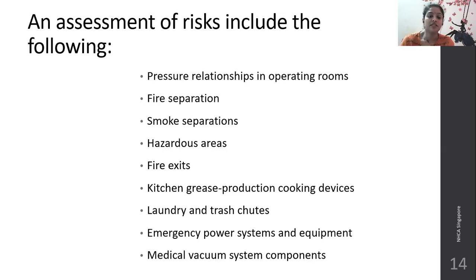Assessment and assessment of risk include the following. Pressure relationships in operating rooms. You have to check that if an operation is going on and if a fire strikes, how you are going to protect the patient on the table. Fire separation, smoke separation, hazardous area, fire exits, kitchen grease production, cooking area, and laundry and trash chutes, emergency power system equipment, medical vacuum system components, etc. These are the areas which possess a high risk of catching fire. So regular assessment of these areas should be done.